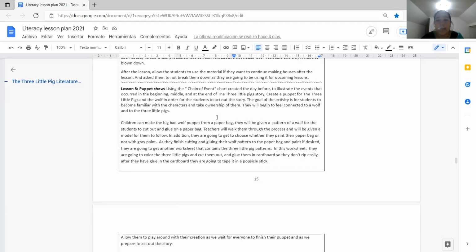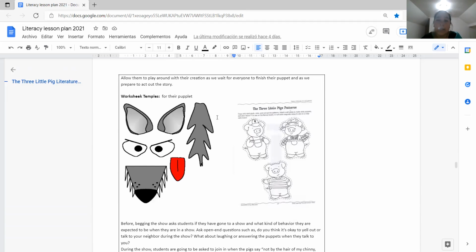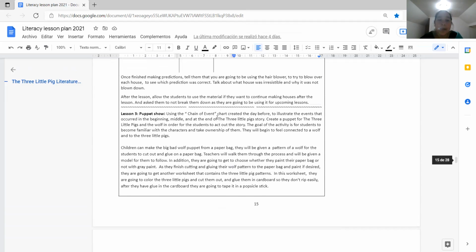They're gonna create their own little puppets, using a change of events. They're gonna create a puppet for the 3 little pigs, and a puppet for the wolf using a paper bag. I'm gonna give them the patterns to cut out, and they're gonna color it if they want. And this is gonna be done individually.